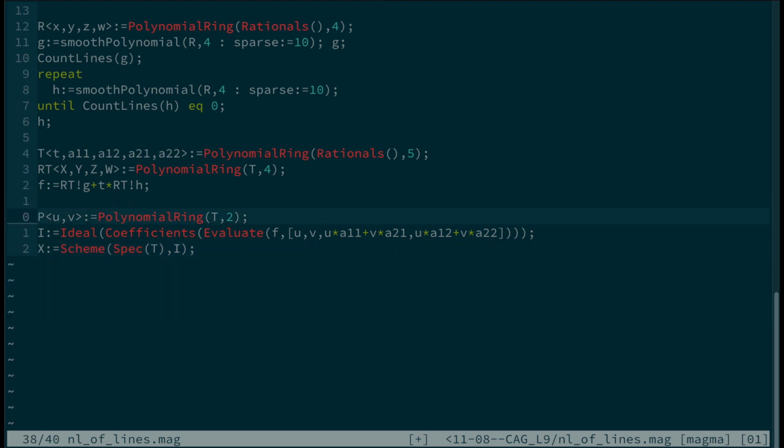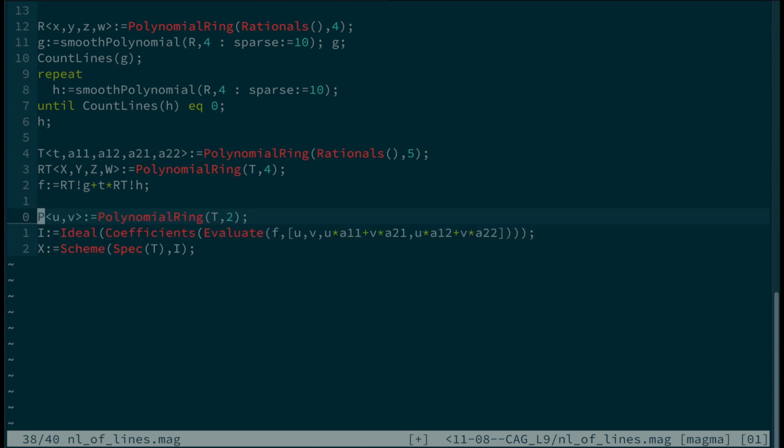Okay, then I construct my universal P1. So this is a P1 with U, V variables, but it lives over T. And then I'm constructing the ideal by reading the coefficients of f evaluated at my universal line. Now f also has its t's and its coefficients. I've introduced a_ij's. When I read the coefficients, I'm going to get 5 equations in 5 variables.